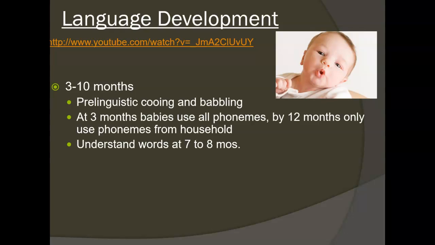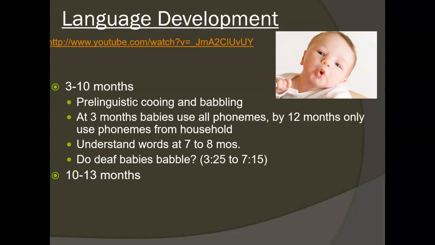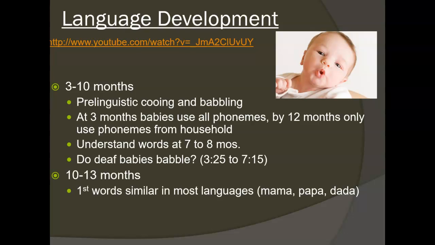Now, children generally understand their first words at 7 to 8 months, and by far, the earliest words are mama and dada, which are pretty much said the same way in all languages. It's some variant of mama or papa. There is a video that I'm not going to be showing on here. Deaf babies do babble. Yeah, the answer to that is yes. At 10 to 13 months, the child will generally speak its first words.